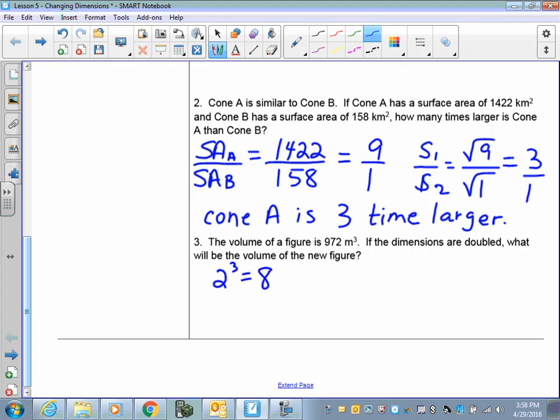So 2 cubed is 8. Therefore, I know that the new figure is going to have a volume of 972 times 8. So that's going to be 7,776 cubic meters.